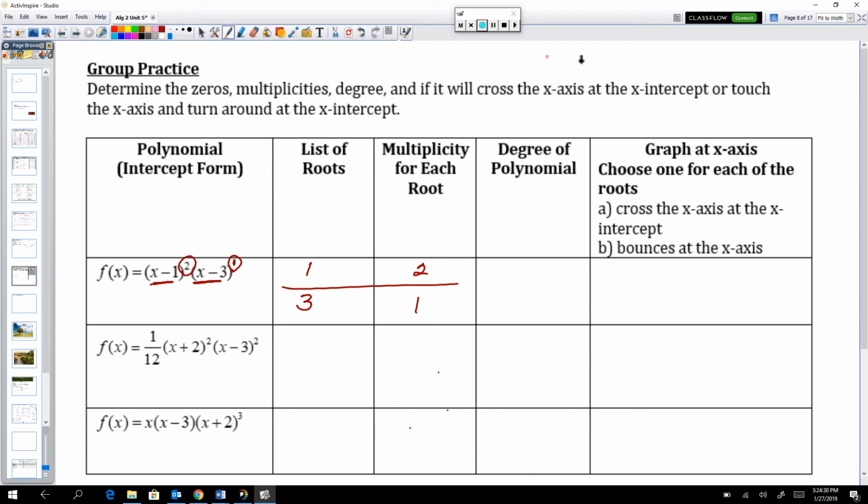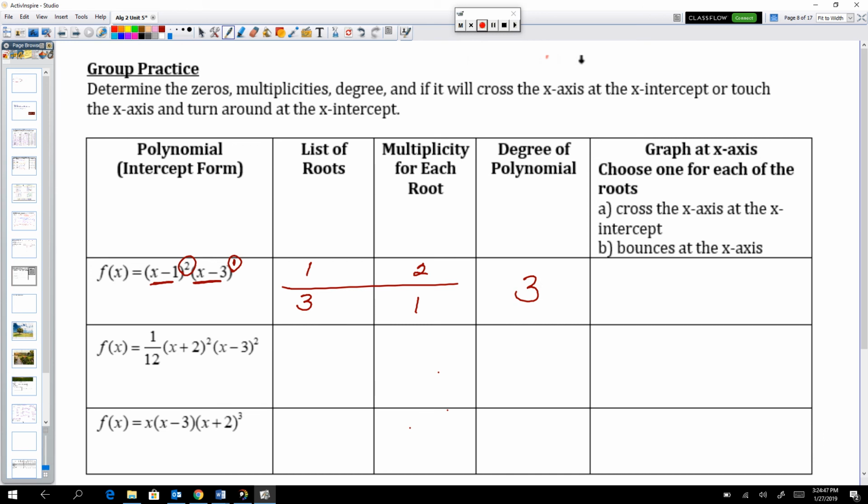The degree of this polynomial, if we weren't putting it into our calculator to look and count the terms, we could actually do it quickly here by adding the multiplicities. The degree of this polynomial is 2 plus 1. We can add the multiplicities of those roots.